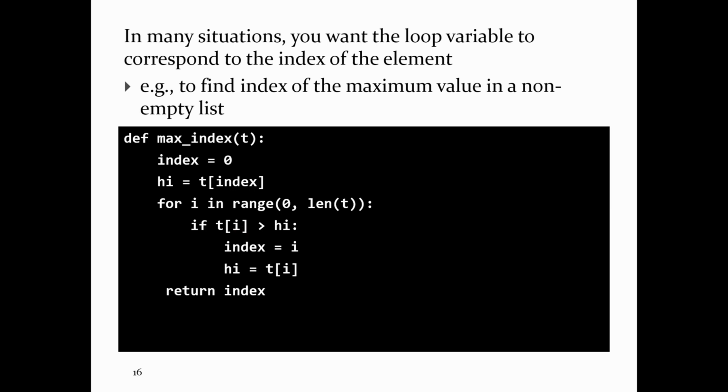And now, in my if statement, I'm going to look at t[i] instead of looking at the element itself. So now I need to get the element, so that's the element at index i. If I find an element that's larger than the current highest value, I have to remember its index. It's useful to also remember the largest value. And then finally, when I look at all the elements in the list, I can return the index corresponding to the largest element.